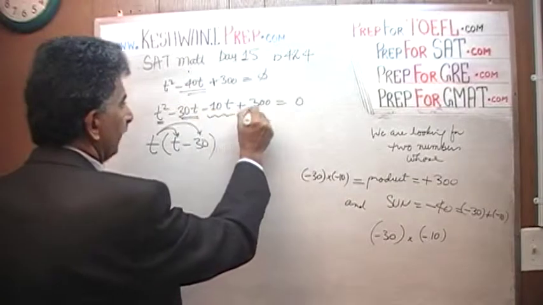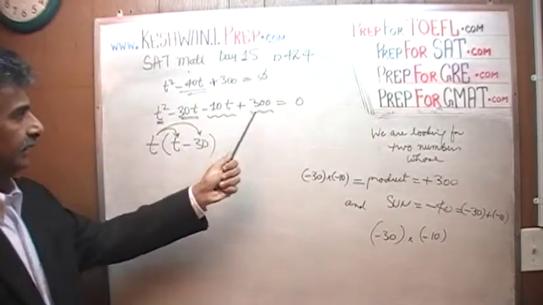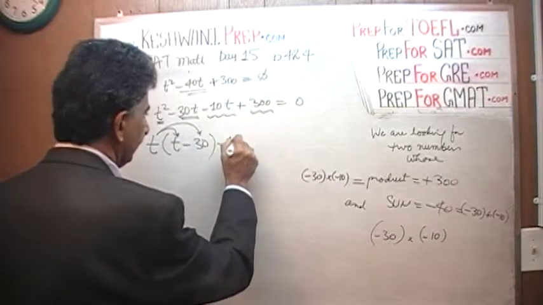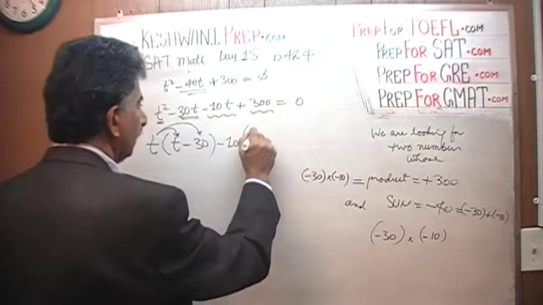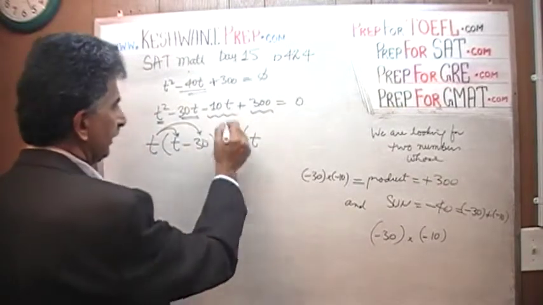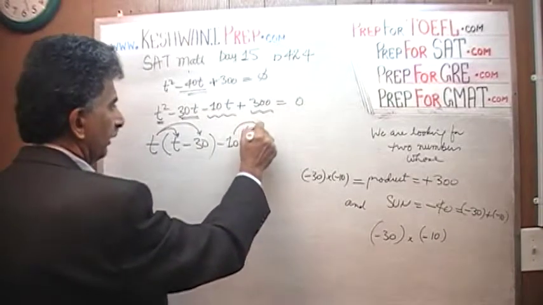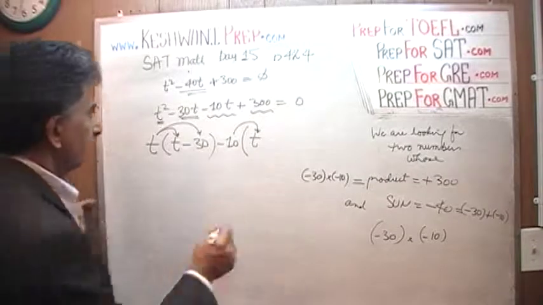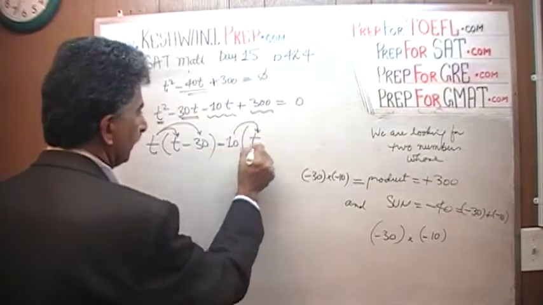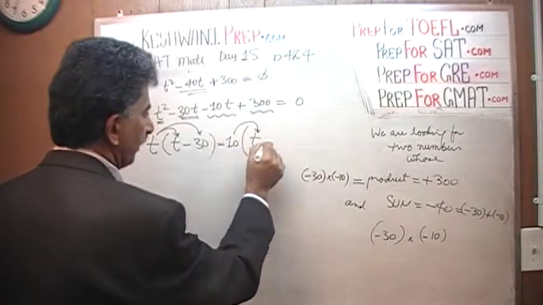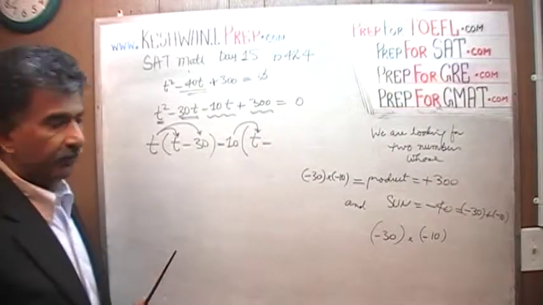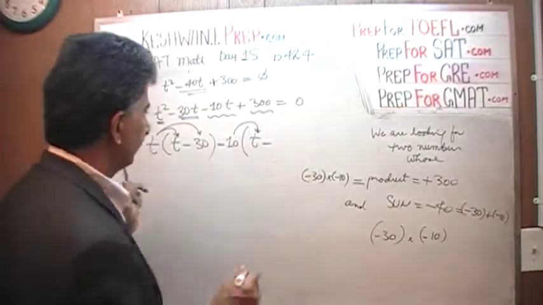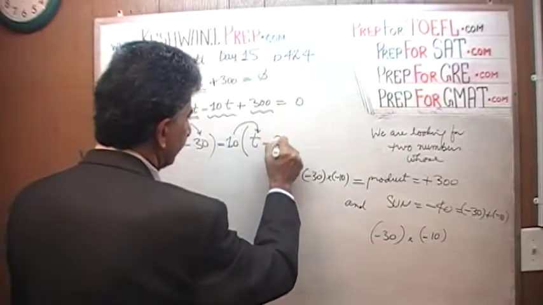Now look at this one and this one, negative 10t and 300. What do we find common there? Negative 10 is common. Let's take it out common. We end up with t in the first term, because negative 10 times t gives us back our negative 10t. And here, because we have taken out a negative, this number has to be negative, because negative times negative is going to give us our positive. And what number? 300 divided by 10 is 30.